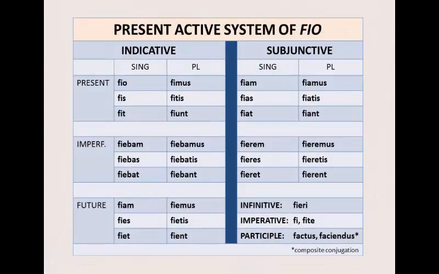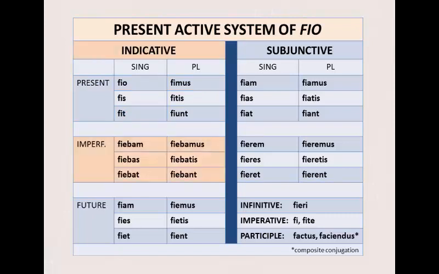Here's a chart with all the present system forms of fio you need to know. The present indicative is fio, fis, fit, fimus, fitis, fiunt, meaning "I am made or become, you are made, he is made," and so on. Put a star next to fit. It's used a lot in Latin in the sense "it happens."